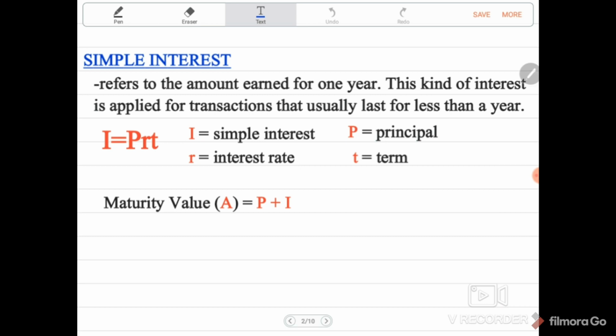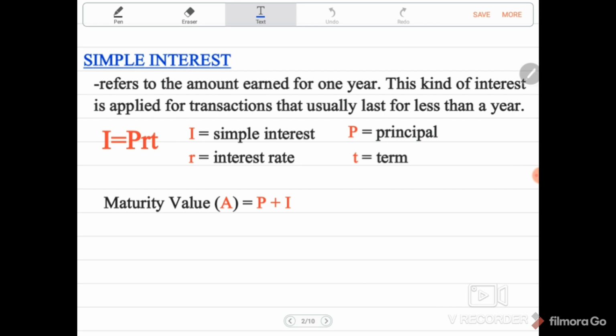So what is simple interest? Simple interest refers to the amount earned for 1 year. This kind of interest is applied for transactions that usually last for less than a year. So the formula for computing the simple interest is I is equal to P times R times T, where I is the simple interest, P is the principal, R is the interest rate, and T is the term.